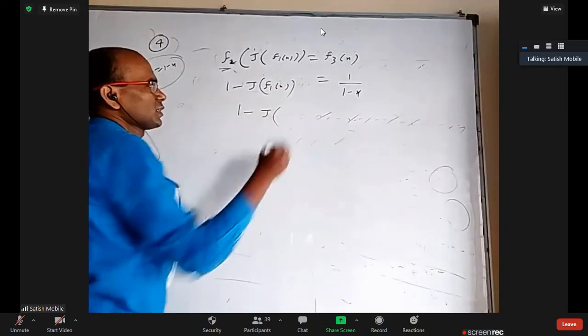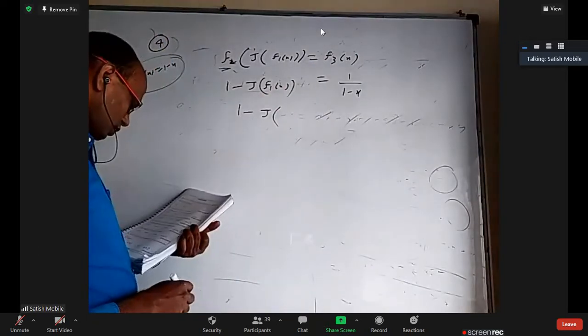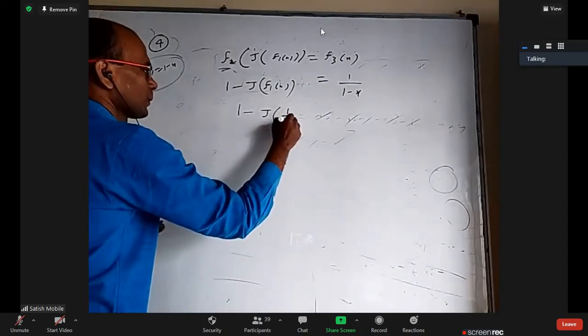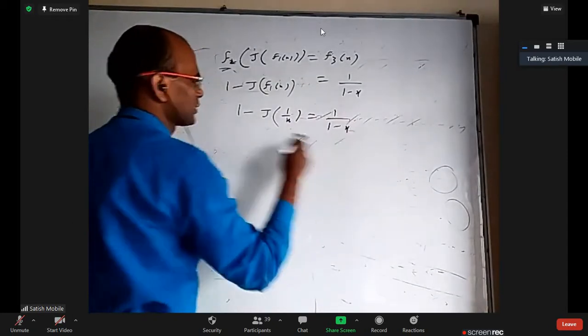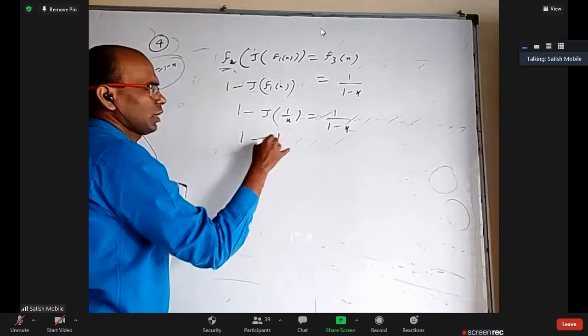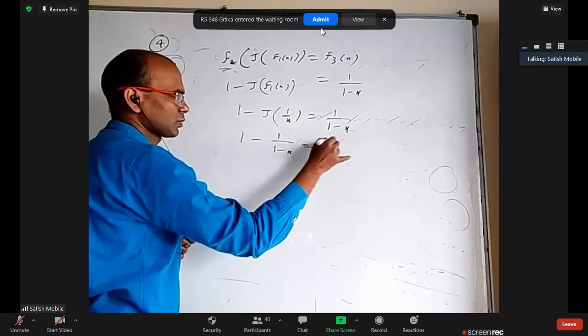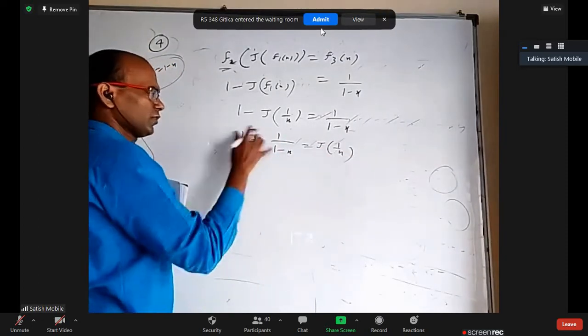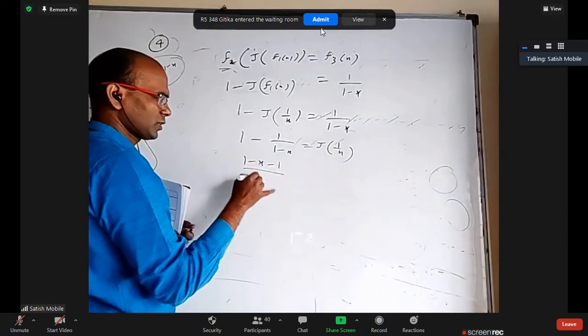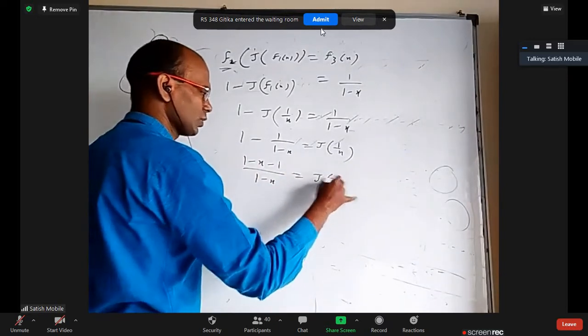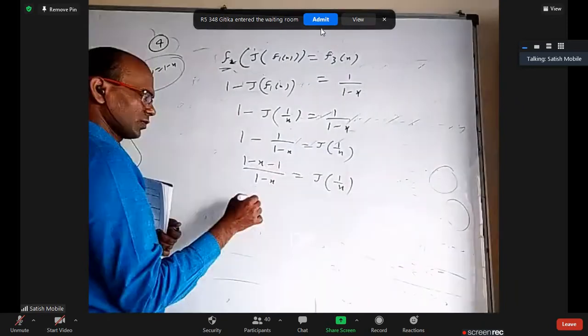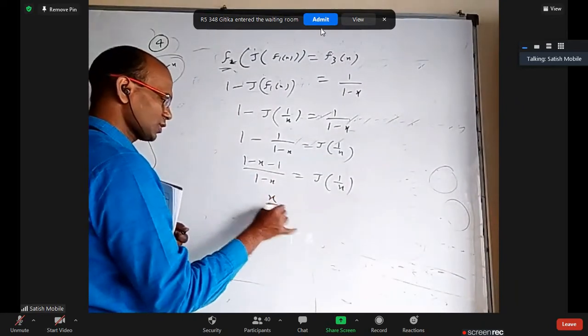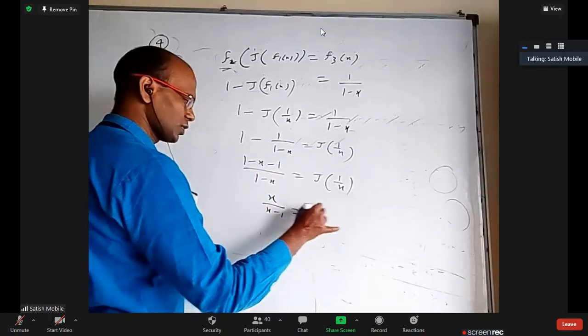1 minus g of what is F1 of x? 1 by x is equal to 1 by 1 minus x. And this one here: 1 minus 1 by 1 minus x equal to g of 1 by x. If you simplify, 1 minus 1 by 1 minus x equal to g of 1 by x. 1 and minus 1 will cancel. I am getting x by x minus 1 equal to g of 1 by x.